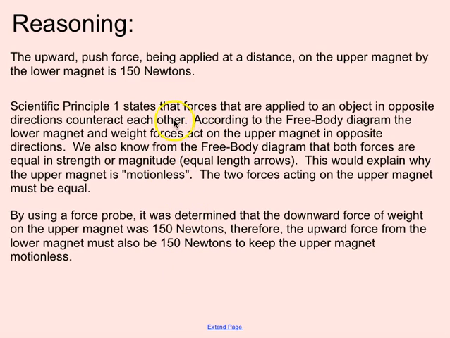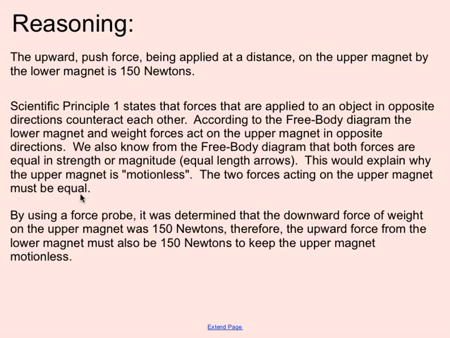So if they're going to counteract each other, and it's motionless, and we see that the two arrows act in opposite directions and are equal length, this would explain why nothing's moving. This would explain everything. And so the two forces acting on the upper magnet must be equal. Okay, so what? Does that help me? Does that finish it off? No. I have to have one more piece there.